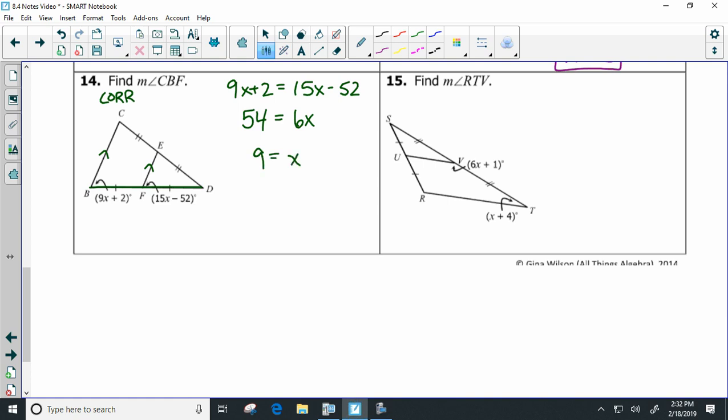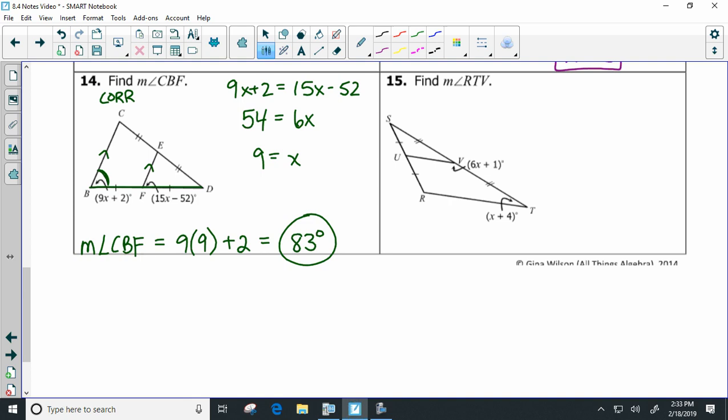Question says, find the measure of angle CBF. So angle CBF, this angle right down here, is 9x plus 2. So 9 times the x value, which is 9, plus 2, 81 plus 2 is 83 degrees. So the measure of angle CBF is 83 degrees.